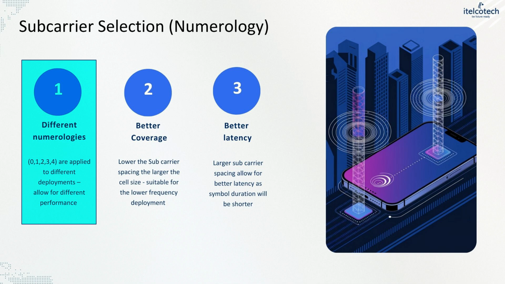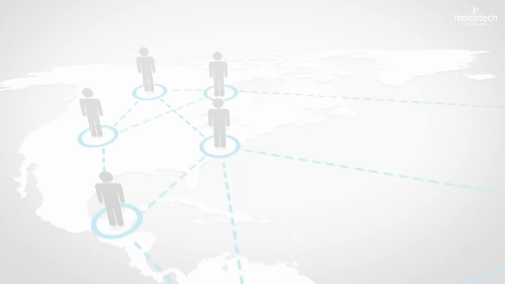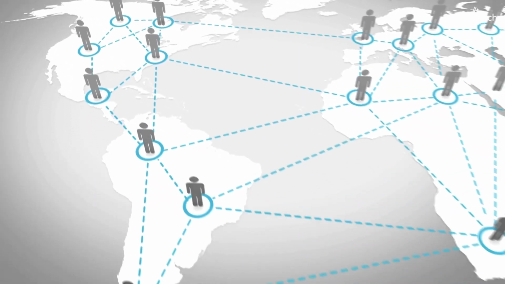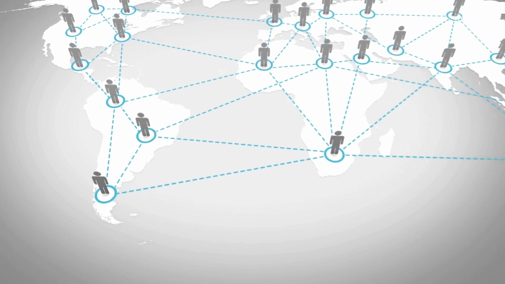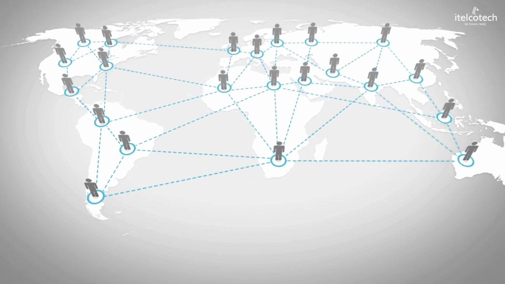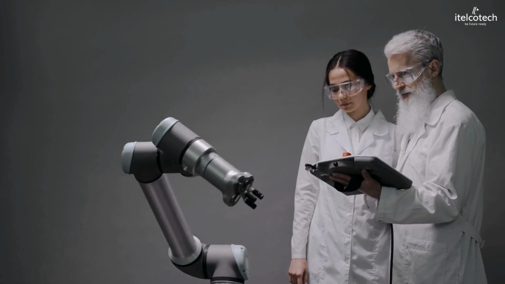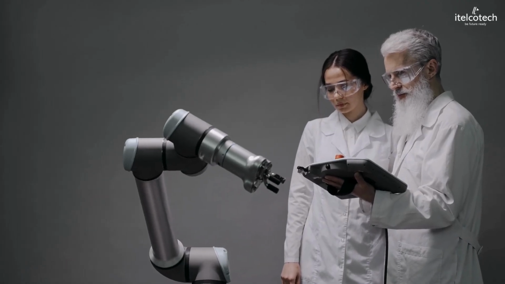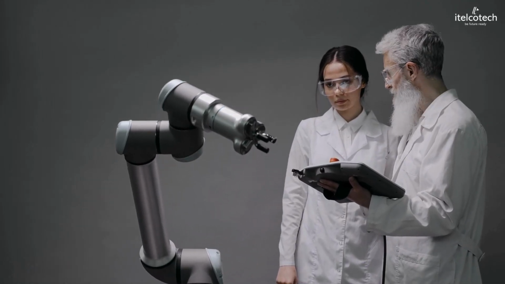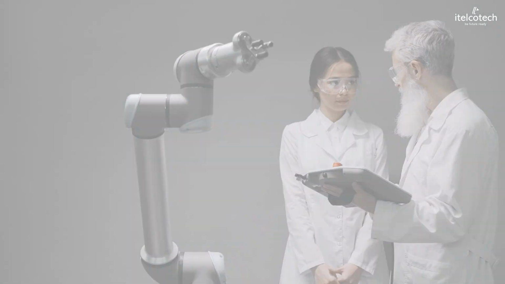For example, the 15 kilohertz subcarrier spacing is commonly used for wide area coverage, whereas the subcarrier spacing of 3 or 4 is ideal for high throughput, which is referring to 120 or 240 kilohertz, which is used for low latency applications. Now, this flexibility enables certain new use cases such as network slicing and supports diverse performance requirements.